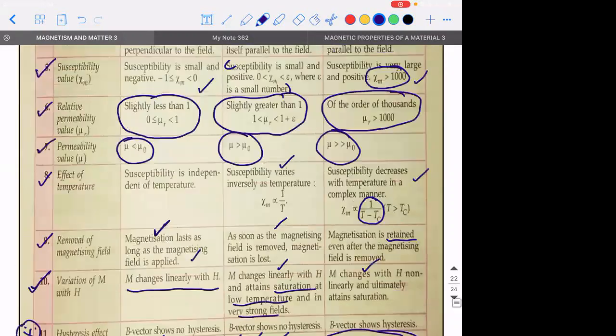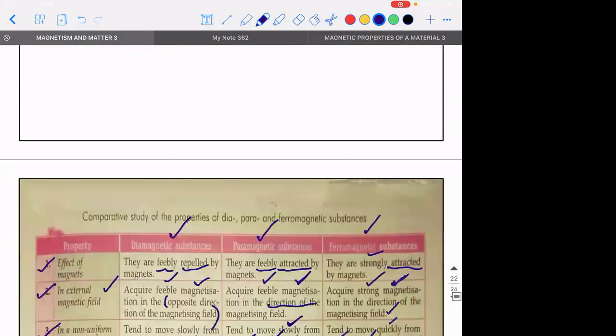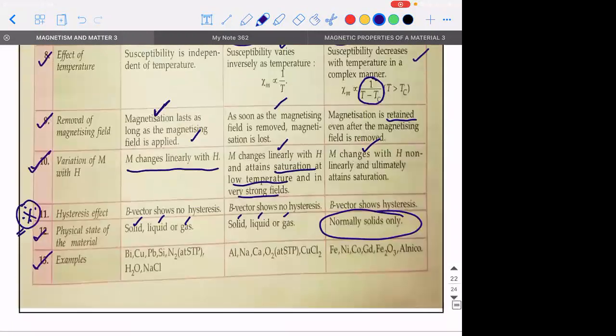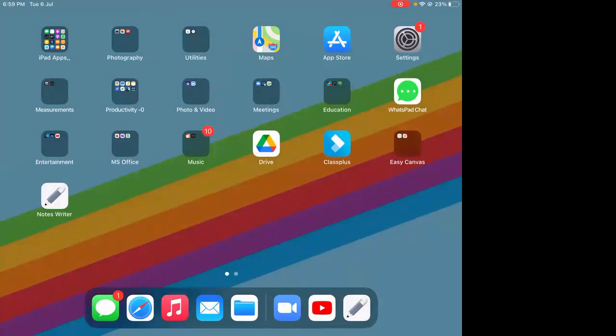I hope you guys are clear with all the terms that we have discussed today and this table. Is there any confusion or a doubt? No, sir. That's good.